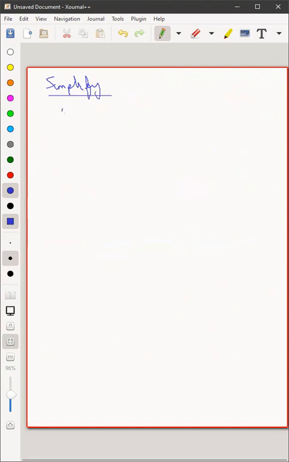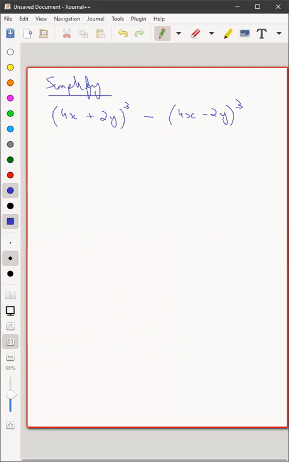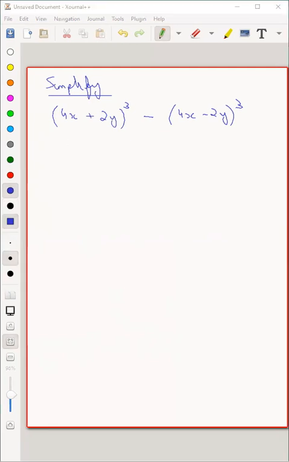Simplify: 4x plus 2y, the whole thing cube, minus of 4x minus 2y, the whole thing cube. We've already done this identity just now. Do it properly and expand it fully. I want the full simplified format. I don't want anything in brackets.